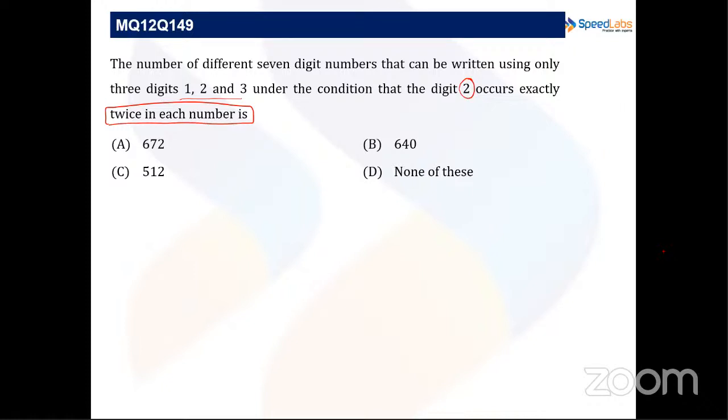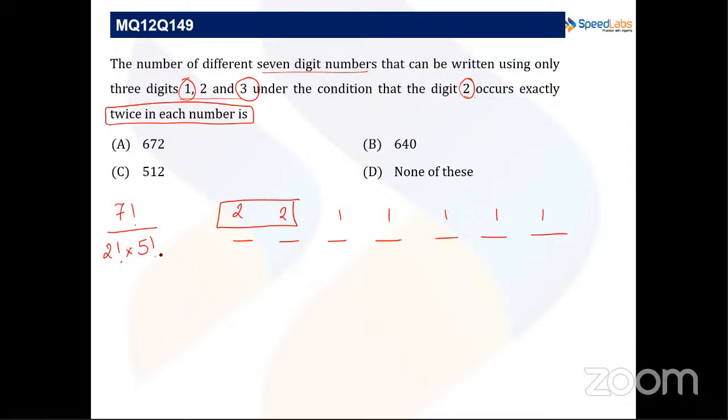So we have to form a seven-digit number, and we know that two should appear exactly twice. So if we are having seven digits, let's say two we are having here. Now we are having five places, and we are having two options. We have to put either one or three. So in how many ways can we arrange it? 7 factorial upon 2 factorial into 5 factorial.